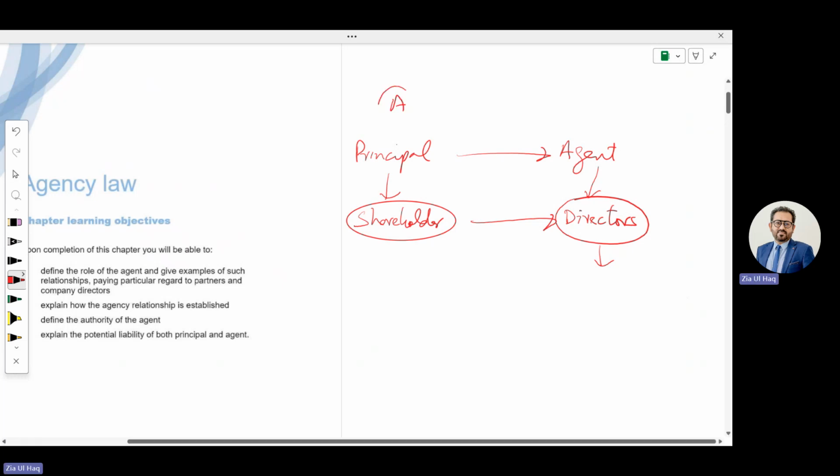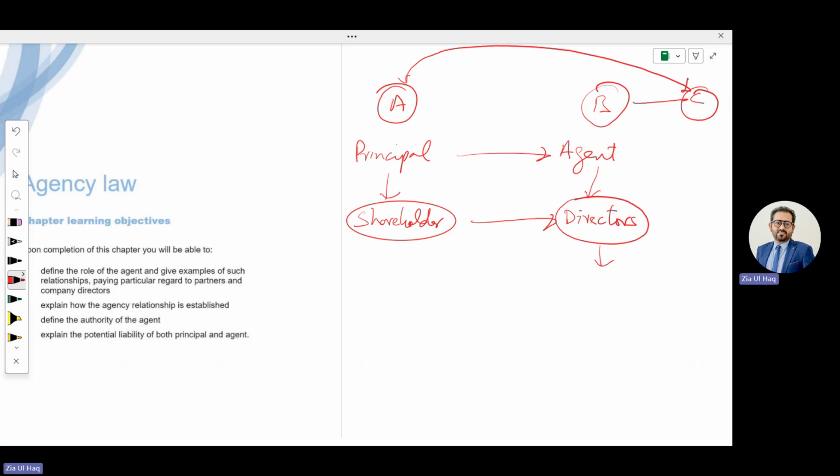Meaning principal is A, agent is B, and if B has signed any contract with C, that contract is between A and C rather than B and C. Because B is just an agent who is finalizing that contract on behalf of the principal, meaning A.